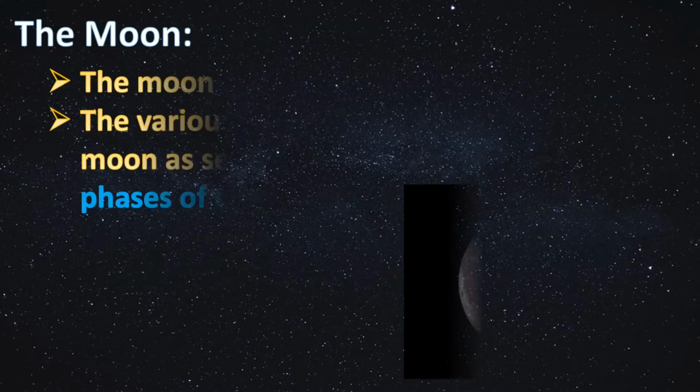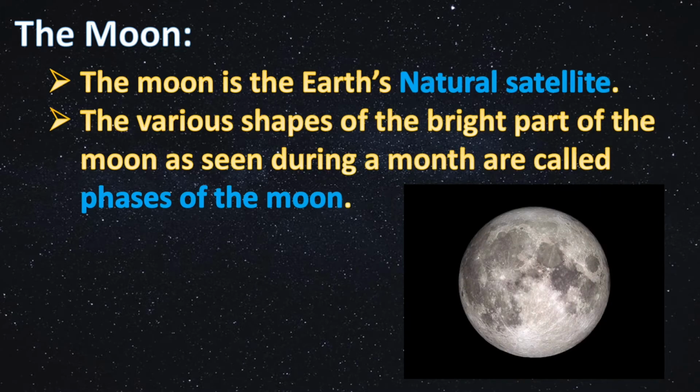The moon. The moon is the Earth's natural satellite. The various shapes of the bright part of the moon, as seen during a month, are called phases of the moon.